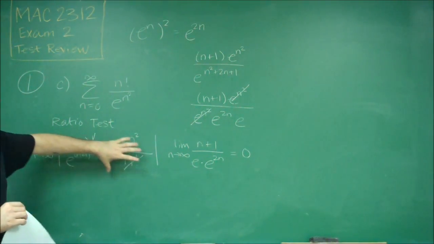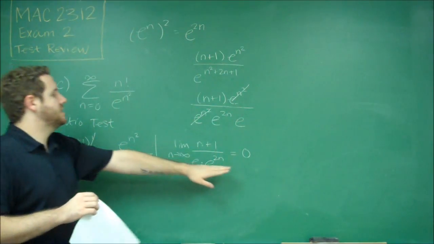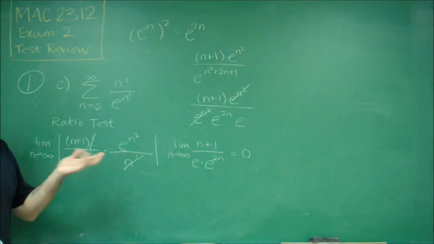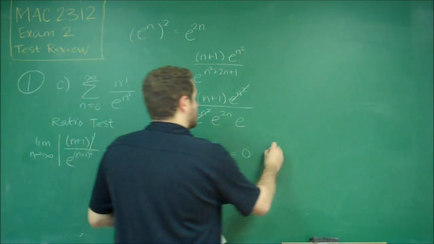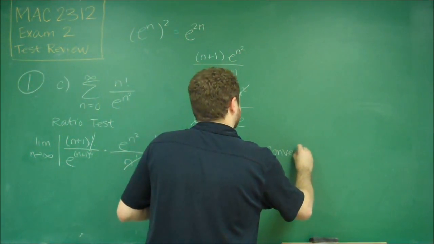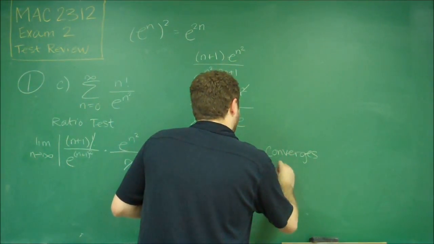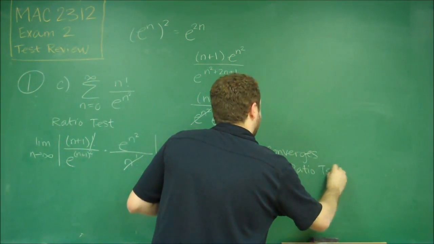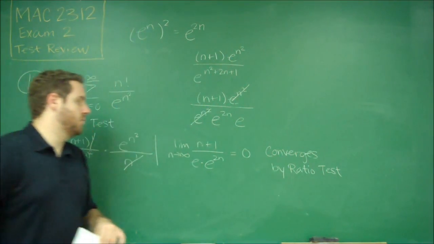So we were using the ratio test. If we got something less than 1, then this would converge. We did. So this converges by the ratio test.